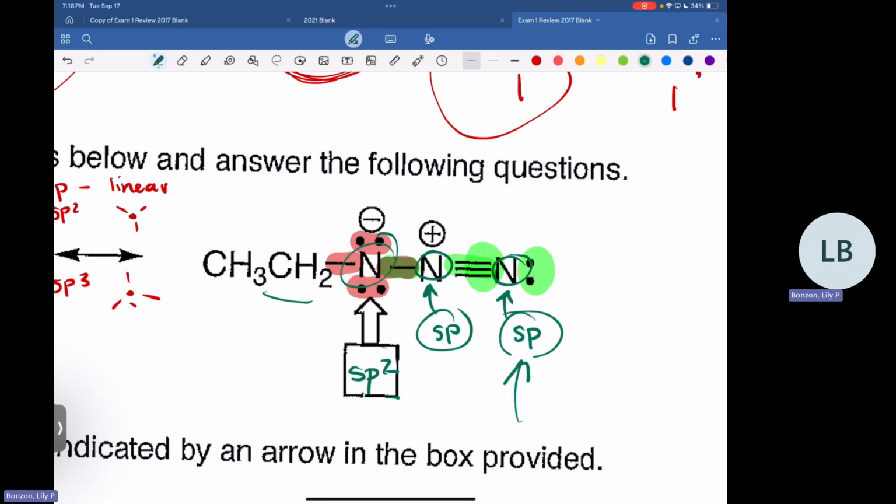No, she's going to give you 2. Yeah, she wouldn't give you 1 and then be like, oh, draw the other ones. Yeah. Okay, I'm going to go ahead and move on.